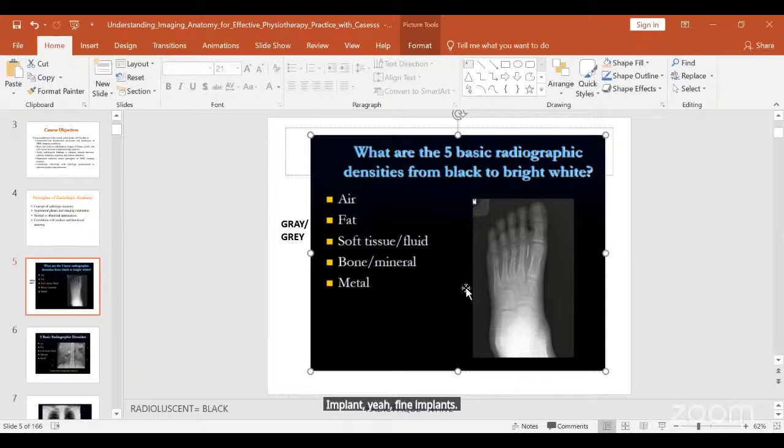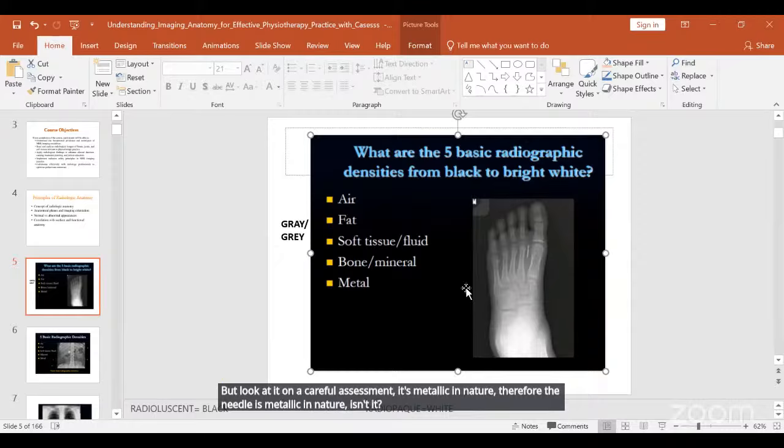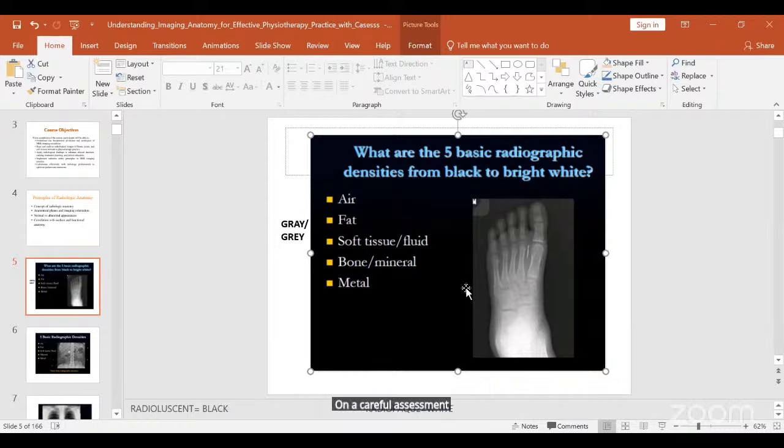Do they put implants in the leg, on the foot? Now, this is a patient who has stepped on a needle. All right, this common needle, okay, domestic at home. Are we together? But look at it, on a careful assessment, it's metallic in nature. Definitely, a needle is metallic in nature, isn't it? On a careful assessment, can we see it is more radio-opaque than the adjacent bones?